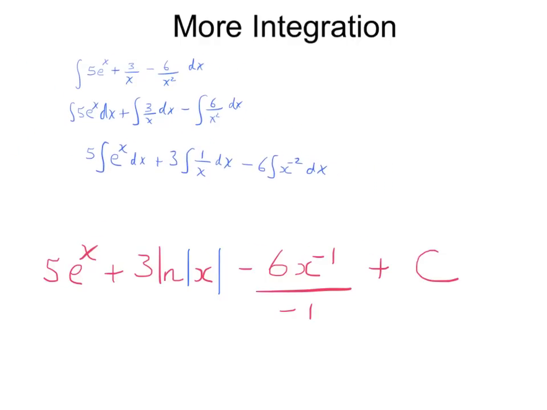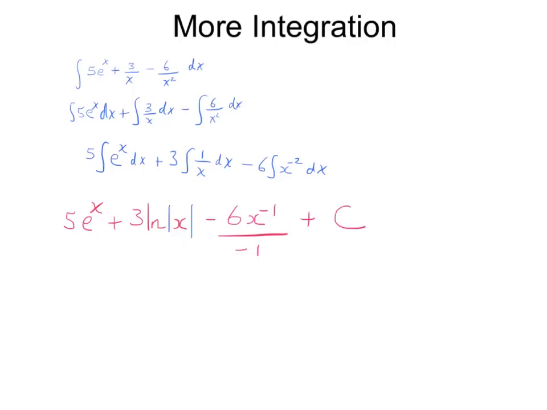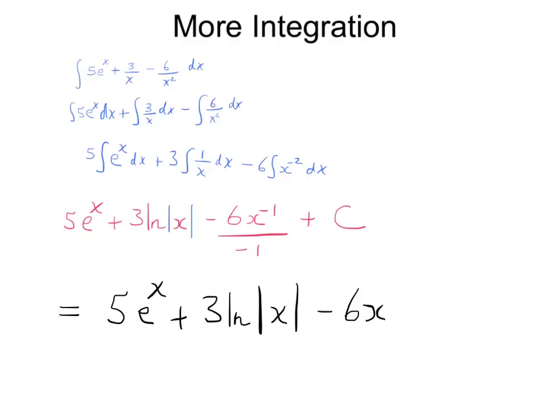So I'll shrink this down one last time to tidy up my final answer. So the final answer becomes 5e to the x plus 3 ln of mod x. 2 minuses cancel, so minus 6 x to the minus 1 plus a constant. And if you don't like minus 6 x to the minus 1, you could rewrite it as minus 6 over x to the power of 1, or just x. So there's your final answer.